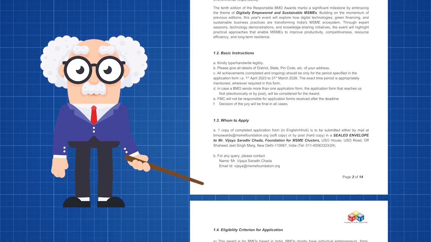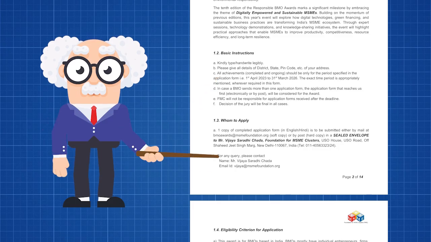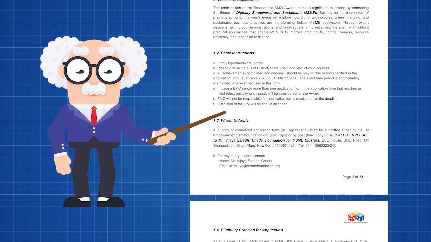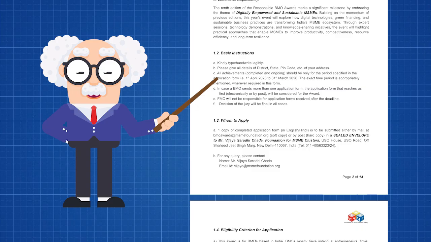Section 1.2. Basic Instructions. Now, a few basic instructions before you begin. Number 1. You can either type this form or handwrite it, but if you handwrite it, please write legibly. Number 2, and make sure you fill in complete address details, district, state, and PIN code wherever asked.